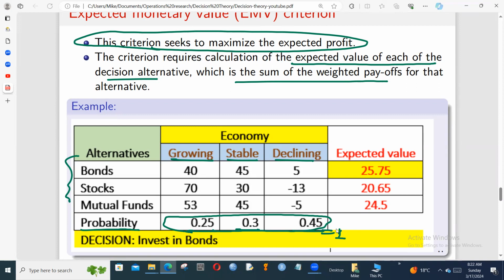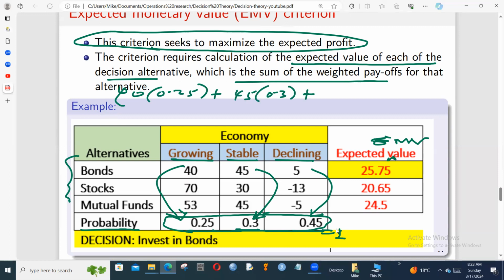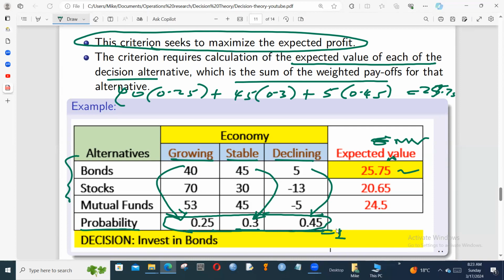If I want to calculate the expected monetary value, that's EMV, for bonds, I take 40 times 0.25 plus 45 times 0.3 plus 5 times 0.45. And that is what gives us 25.75.